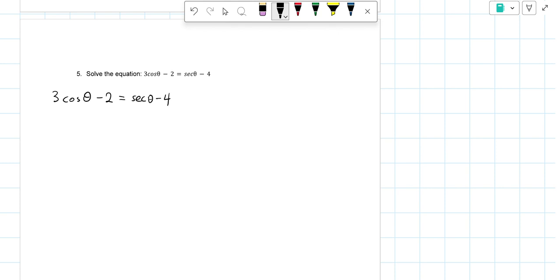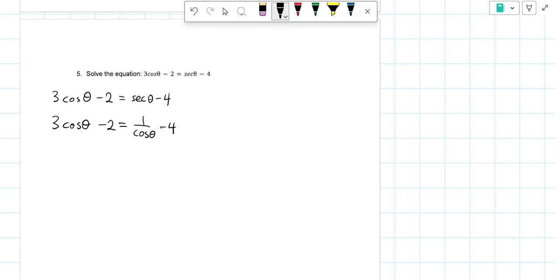Well, first of all, I don't like the fact that I have two different trig expressions. And also, I don't like the fact that I have a secant theta. So let's first get rid of the secant theta first. I know from the formula sheet that secant theta can be replaced with 1 over cosine theta. And then my next thought process is, I don't like having fractions in my equations.